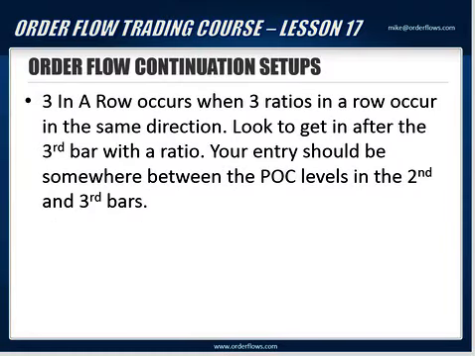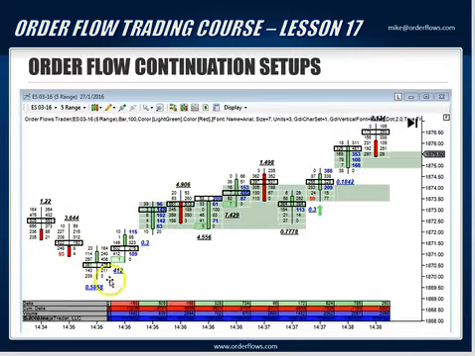Okay, the next continuation setup is what I call the 3 in a row. The 3 in a row occurs when you have 3 ratios in a row in the same direction. Basically, you want to look to get in after the third bar that you see the ratio. Your entry could be anywhere between the point of control and the second and third bars. What it looks like is this. You have ratio, ratio, ratio.